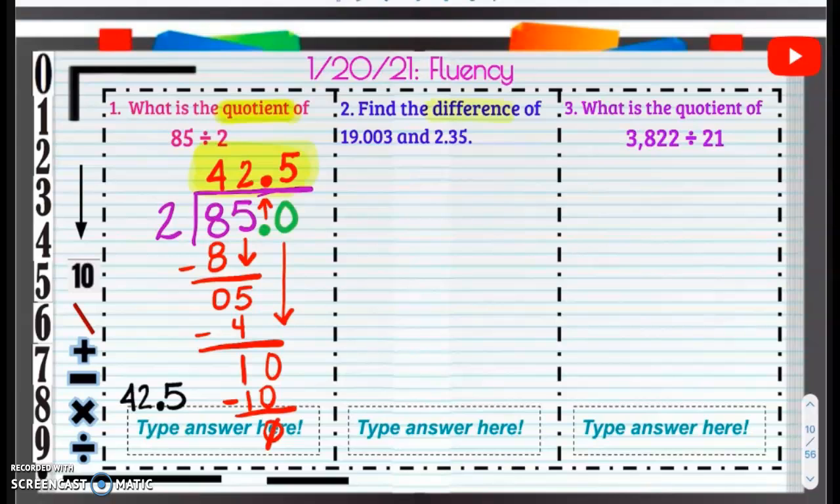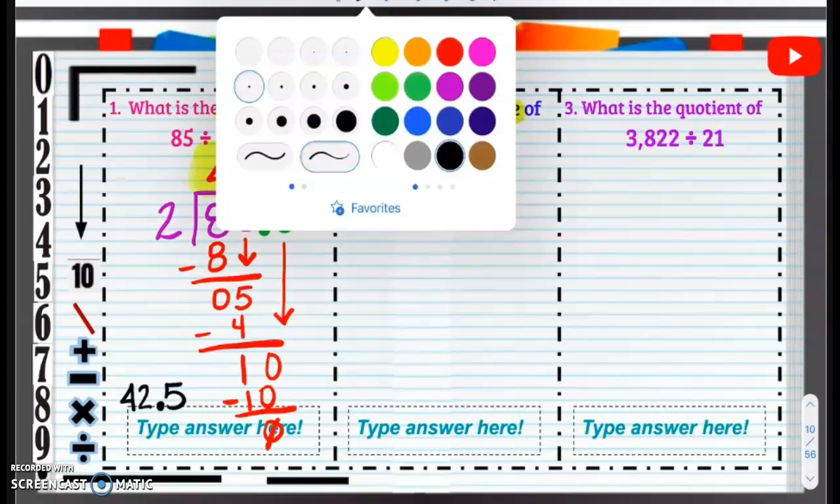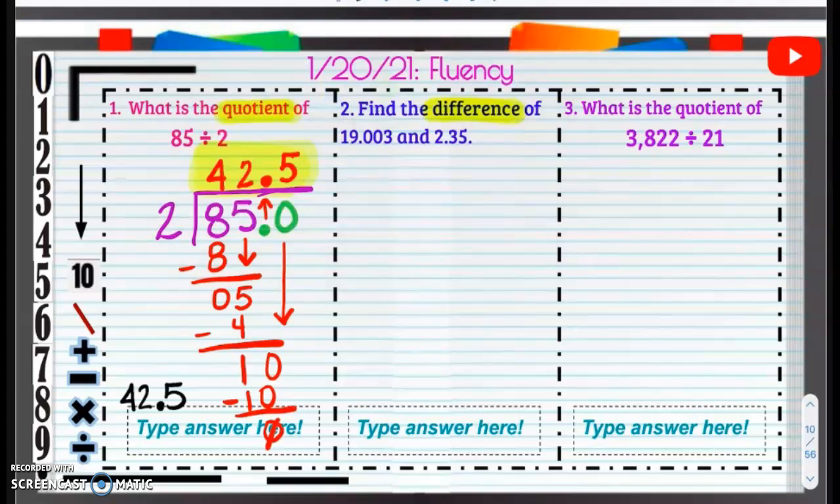All right, now next one, difference. Find the difference. Oh yeah, difference means subtracting. So 19 and 3 thousandths minus 2 and 35 hundredths. Remember, we need to line them up. Line up those decimals. When we're subtracting, we need to line them up. Yes, you can put a placeholder of 0 here.